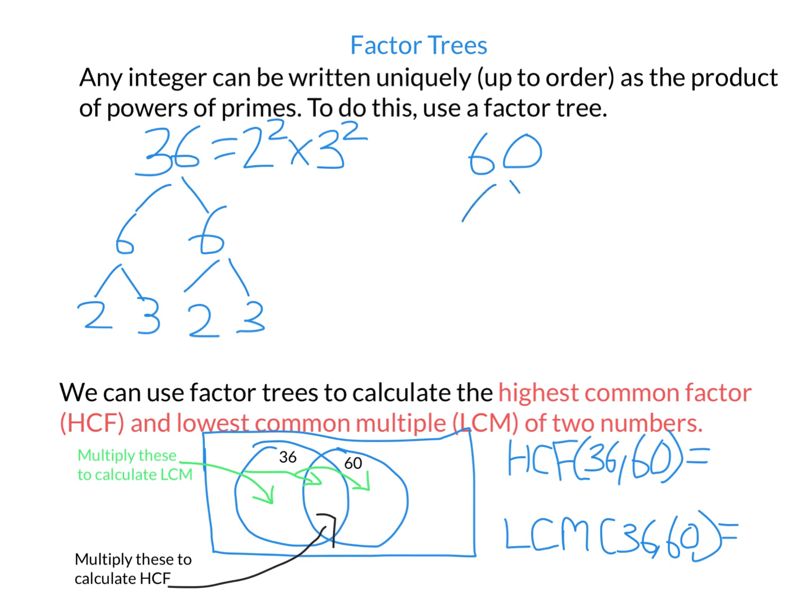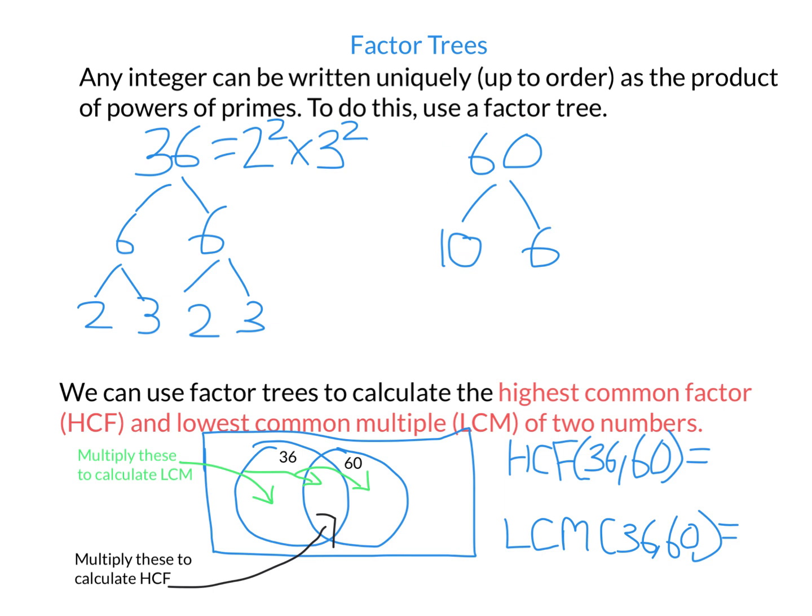It doesn't matter which factors you choose at the start. It doesn't matter if I go 12 and 5, 10 and 6, 30 and 2, as long as I don't choose 1. So let's choose 10 and 6. 10 times 6 is 60. Make sure when you're doing these factor trees, the two numbers times to the number, not add. Some people make that mistake.